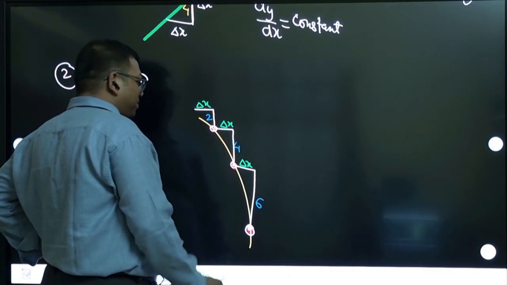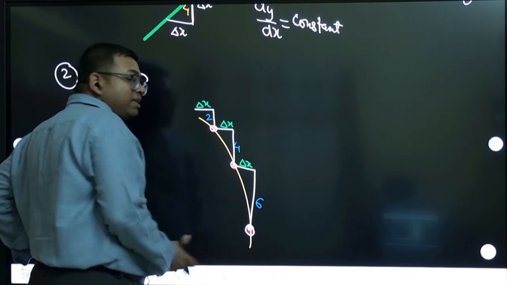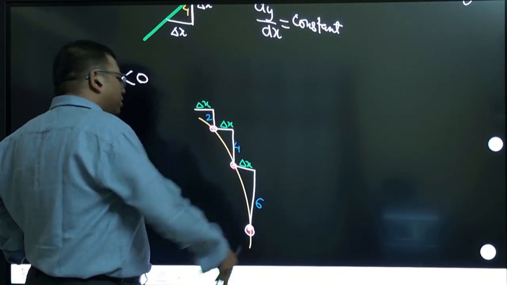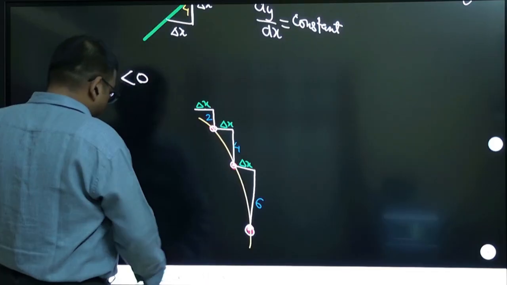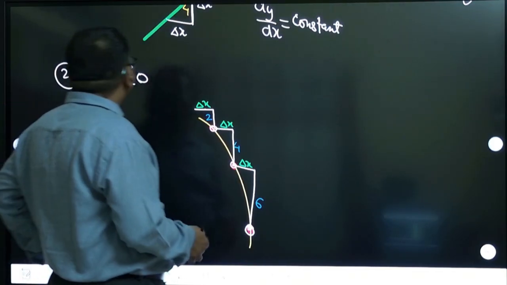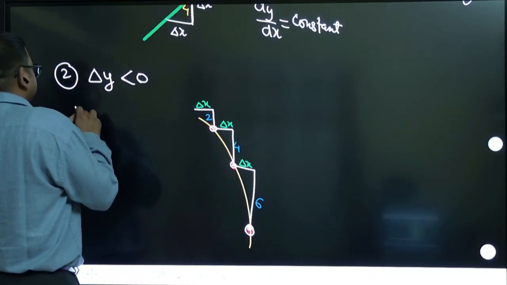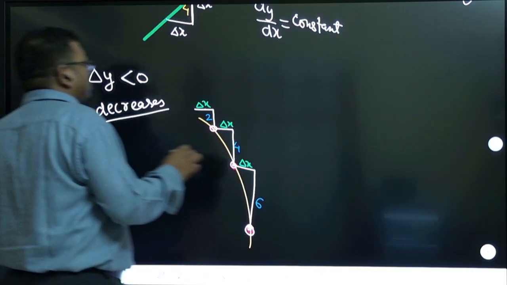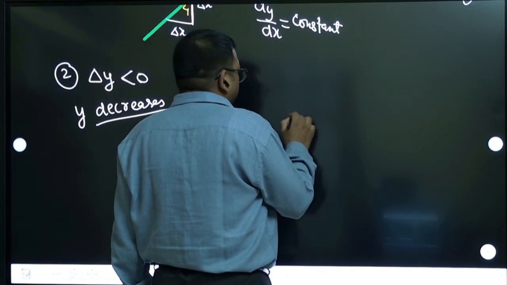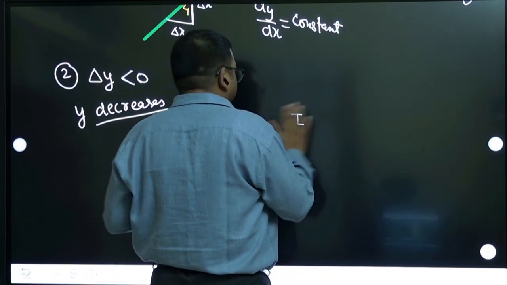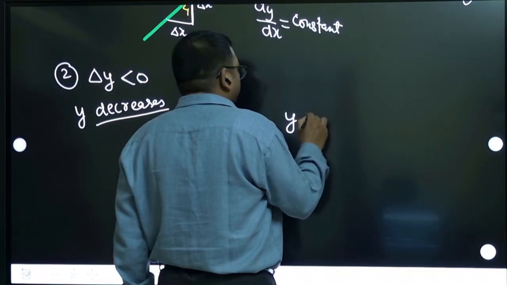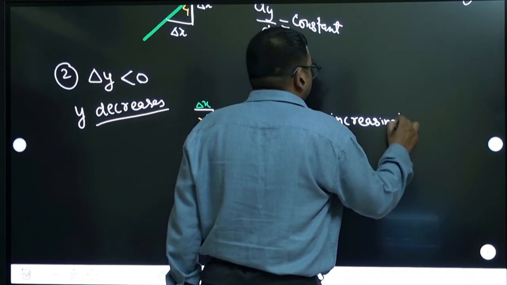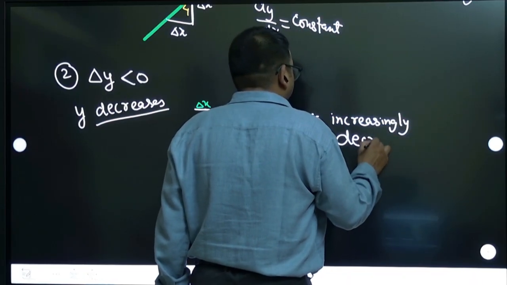More decrease is happening. So the amount of decrease is increasing, right? It is decrease only, but more decrease is happening. So we can say that it is increasingly decreasing. So here y decreases, but it is increasingly decreasing. Y is increasingly decreasing.